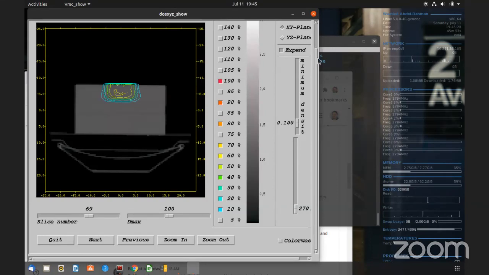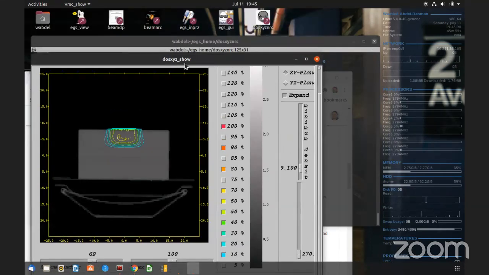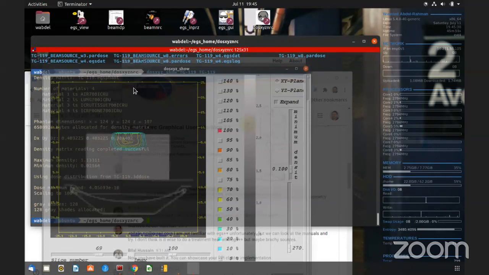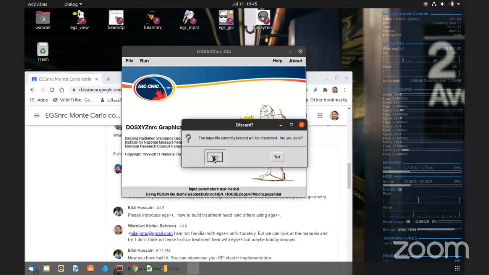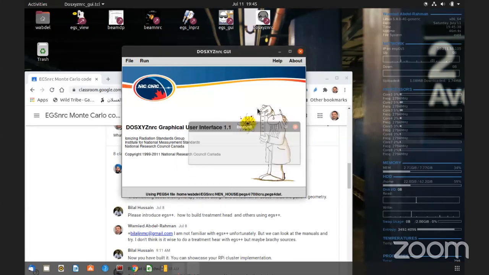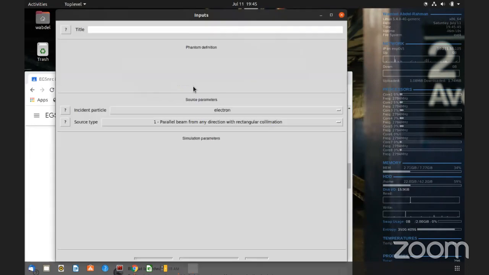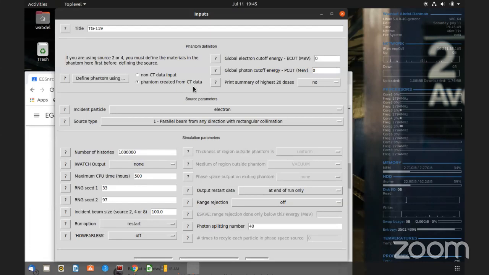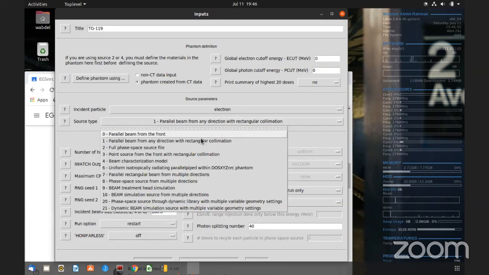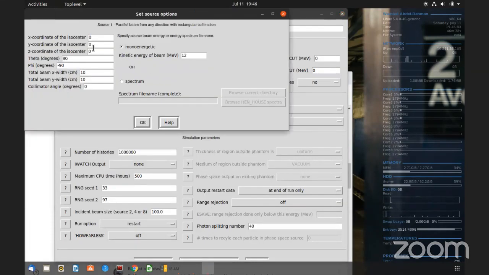Now let me open the file so that we look at the directions. We look at edit parameters. So let's load the previous input file. Yes, and we're using this one. So the beam source is actually the Linux model that we have been building for the 15 MV. I use it as a beam source and run the simulation. Here, this is a parallel beam from any direction with rectangular collimator, and that's number one. And this is it: 0, 0, 0, and 90, minus 90, and 10 and 10.